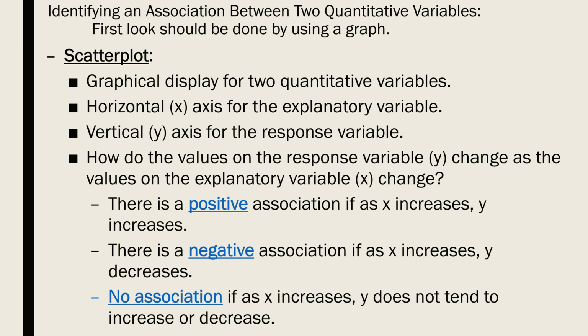In this video, we are going to learn how to identify association between two quantitative variables. First, we should look at the scatter plot. A scatter plot is a graphic display for two quantitative variables. The horizontal x-axis is for the explanatory variable. The vertical y-axis is for the response variable. How do the values of the response variable change as the value of the explanatory variable changes?